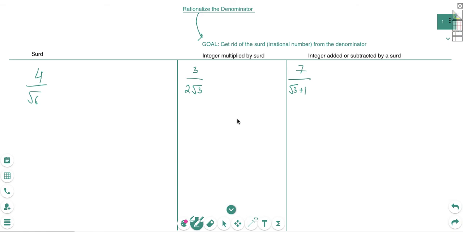Alright, what is rationalizing the denominator? Well, rationalizing the denominator means to get rid of the surd from the denominator. So here's an example. I have 3 over root 2. If we have a look at our denominator, there's a surd. So the goal of rationalizing is to get rid of it somehow. I'm going to show you how you do that.